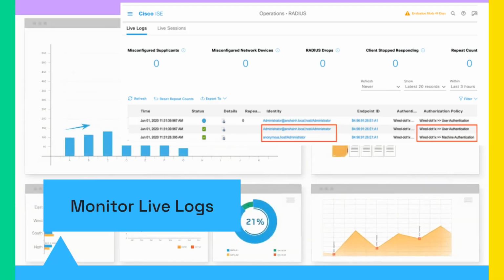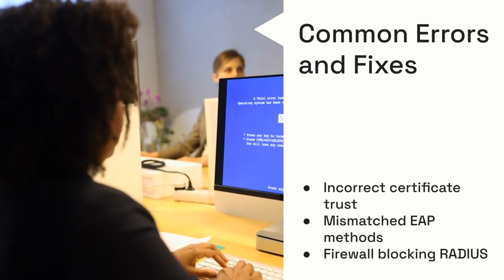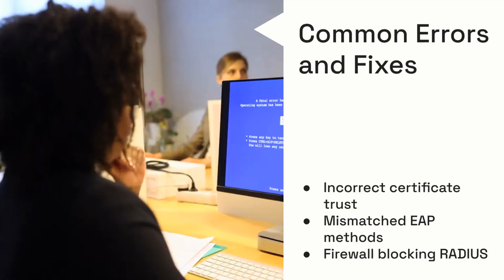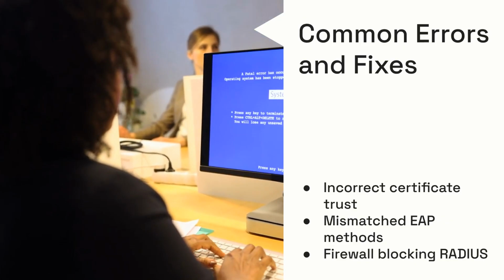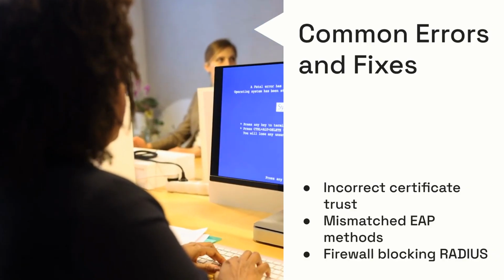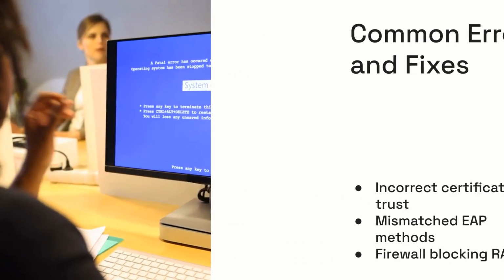The best way to confirm successful deployment is by monitoring the live logs in ISE. Look for successful authentication status and ensure that the correct authorization policy is being hit. Common errors include trust issues with certificates, misconfiguration of the EAP method on the client or server, or network issues like firewalls blocking RADIUS traffic. Always verify your certificate chains and port accessibility.